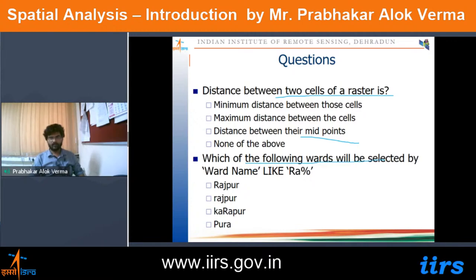Which of the following will be selected if this query is used? Names starting with RA will be selected. So RA is this. It is case sensitive. This will not be selected because this is small r. Only this will be selected.